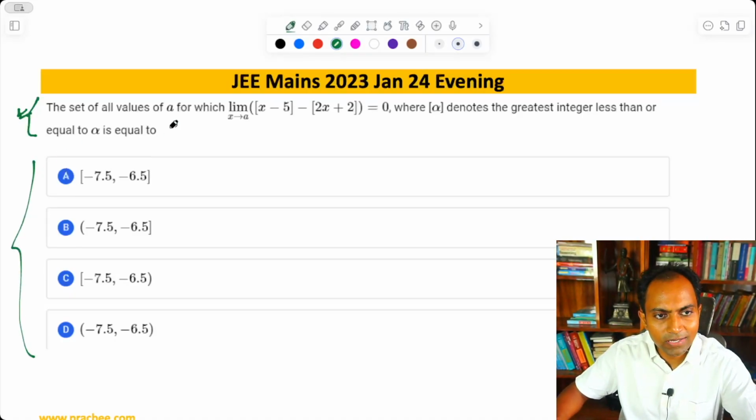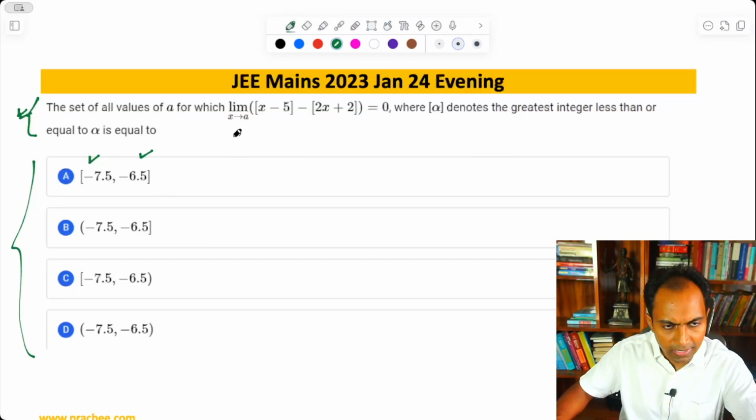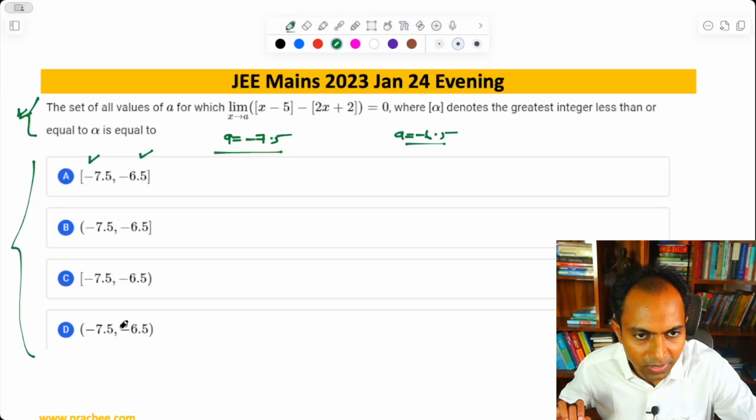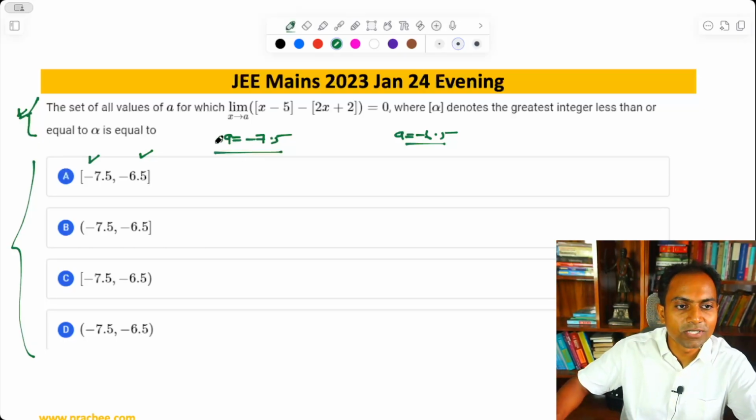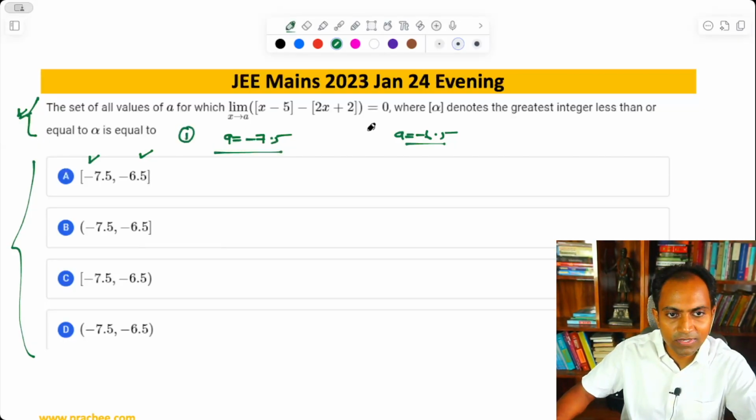So if you read the question along with the options, you will realize that most of the options only differ at minus 6.5, minus 7.5. What does that ultimately mean? That if I just check two points, a is equal to minus 7.5 and then a is equal to minus 6.5, I will be able to differentiate between the options and get my right answer. So this is the simplest way of thinking about this question. First I will check LHL RHL here, then I will check LHL RHL here.